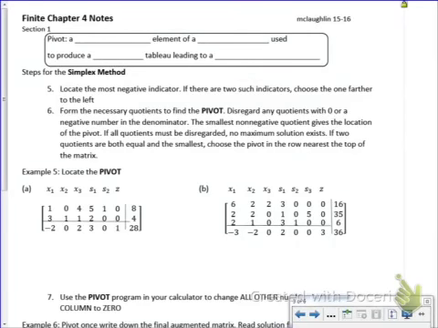Alright, so this is the second portion of section 4.1. We're going to start with what a pivot is. A pivot is a non-zero element of a tableau used to produce a simplex tableau leading to a solution.